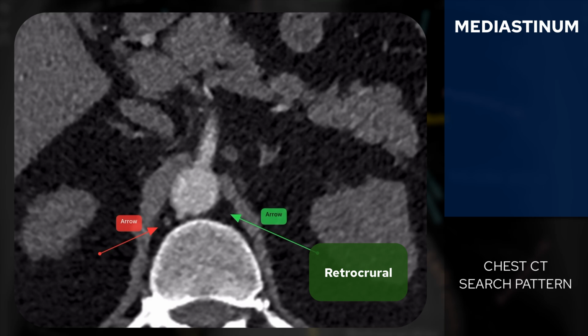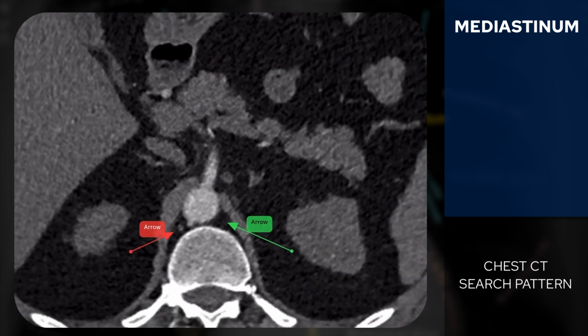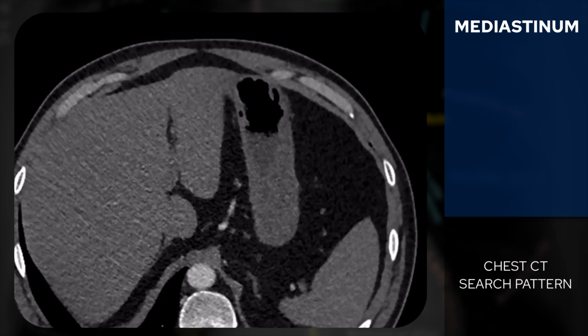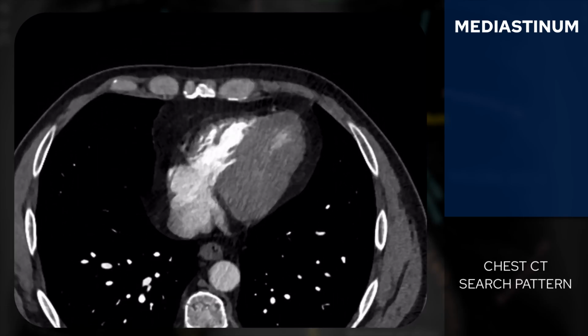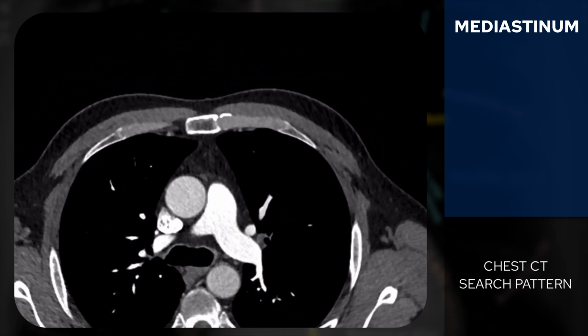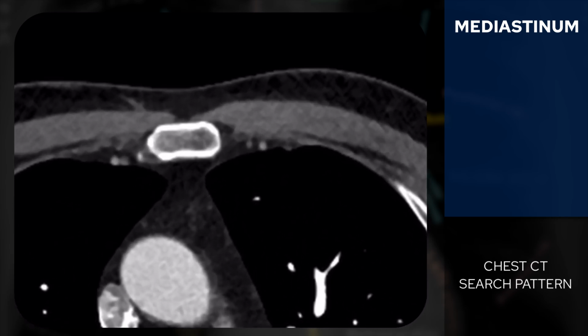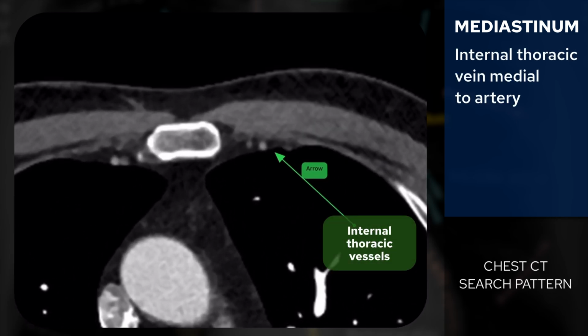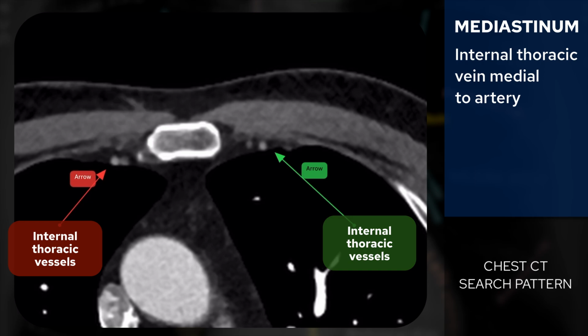So I like to think of reviewing this stage of the CT as like a haircut with front, back and side. So we've done the back, now we're going to do the front. I'm going to go all the way back to the top, and then I'm going to look for these vessels over here. So I can see these two small vessels on the left and two small vessels on the right. These are your internal thoracic vessels, also known as the internal mammary vessels.